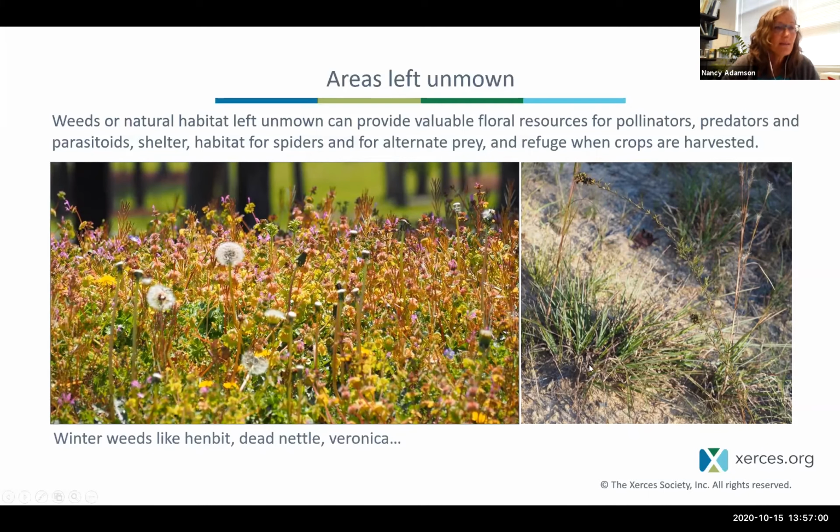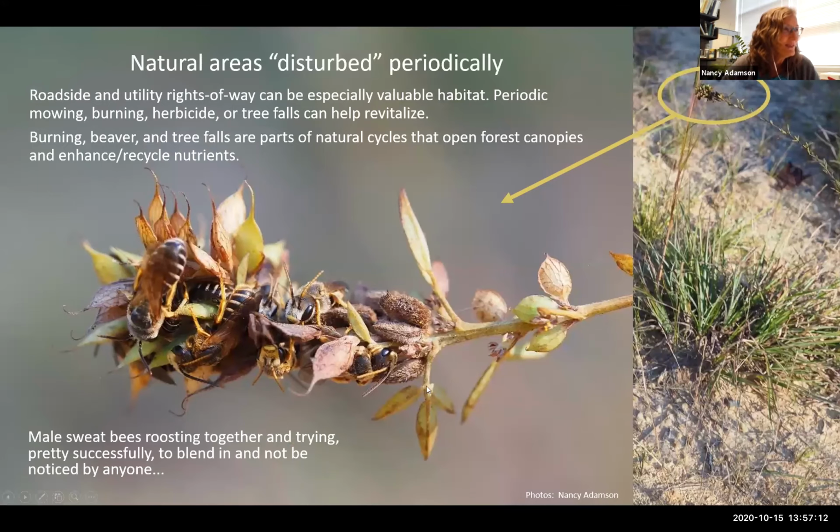And then areas left unmown. This is a roadside area in the Southeast, and I found the top of that flower had these male bees roosting for the night on it. They're easy to miss. But some natural areas are disturbed periodically. I talked about that earlier. Some mowing actually helps maintain that diversity, and mixing up the mowing regime, not mowing at the same exact time every year, is helpful.